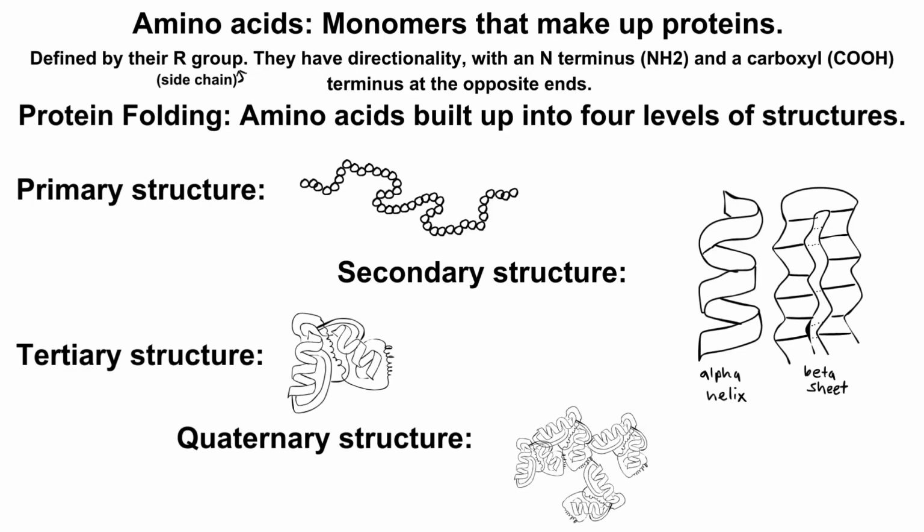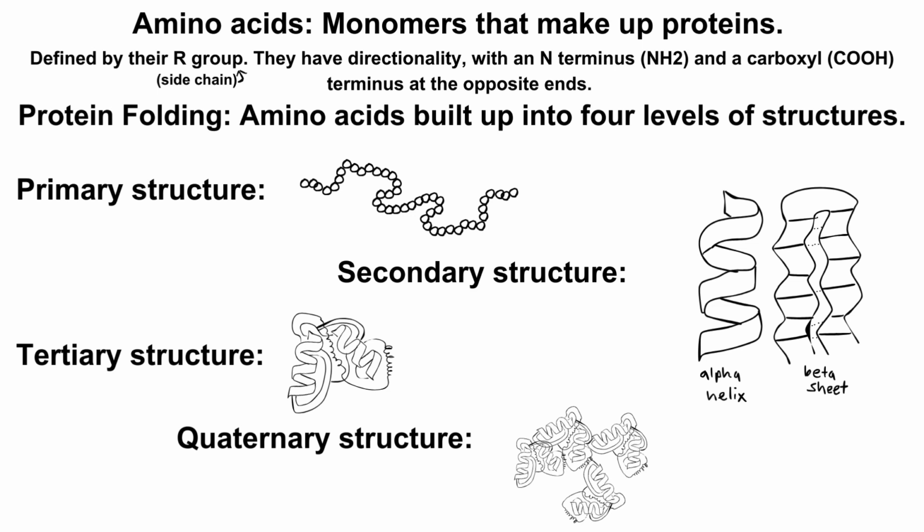Amino acids are the monomers that make up proteins. Amino acids are defined by their R group, and they have directionality, with an N terminus and a carboxyl terminus at the opposite end. Protein folding is when amino acids build up into 4 levels of structures. The first level is the primary structure, which is a polypeptide chain or sequence of amino acids with peptide bonds between the amino group of one amino acid and the carboxyl group of another.